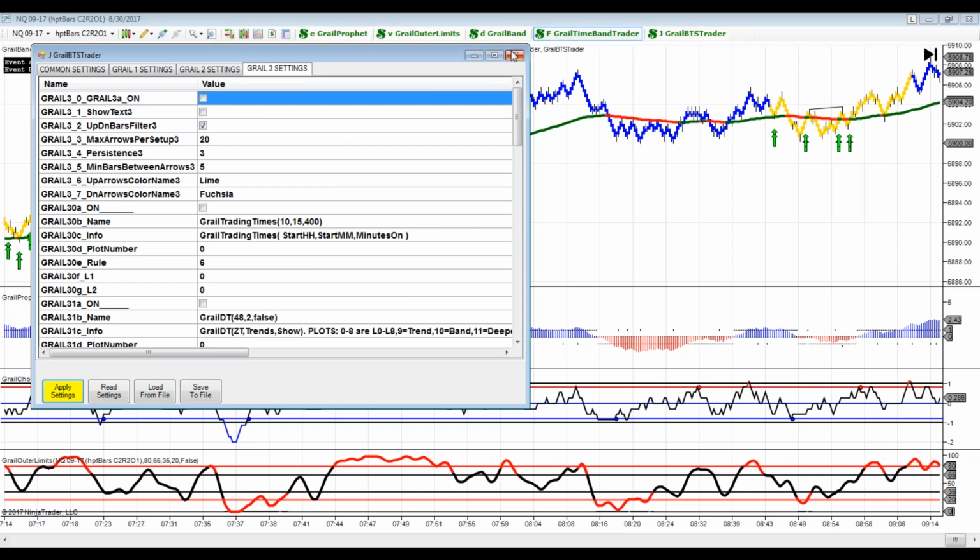Yeah, I am using the bands. What do you mean by the bands, Larry? You talking about the time band trader or the big bands? No, the big bands are there. You can use those if you want. Okay, I'm just trying to keep this as simple as I can.